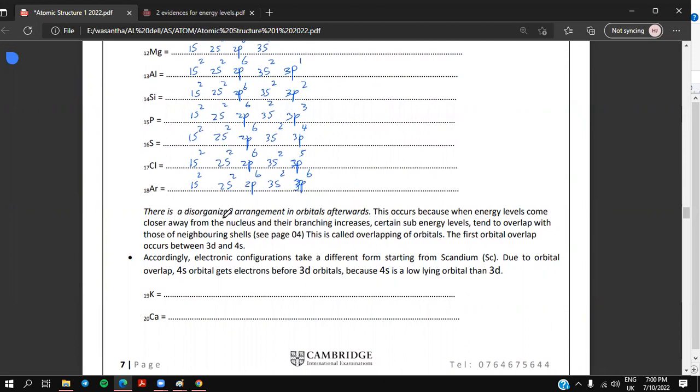There is a disorganized arrangement in orbitals after argon. This occurs because when energy levels come closer away from the nucleus and their branching increases, certain sub-energy levels tend to overlap with those of neighboring shells. I explained this very clearly in the last lesson, so you will not have difficulty. The note is asking us to go to page number 4, so we'll go and see what it is.